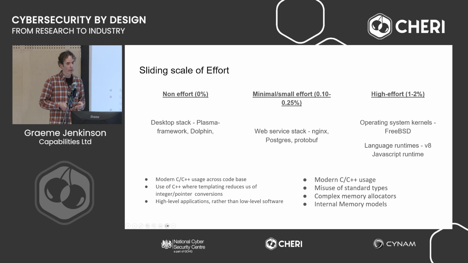So there's all sorts of factors, both intrinsic and extrinsic, that affect how easy it is to port pieces of software. If they use modern C and C++, they use types correctly, then things tend to go pretty well. If they're very high-level pieces of software applications, again, porting tends to be easier than low-level software, which tends to be more involved in manipulation of low-level memory. If they have their own internal memory models like V8, that's a bit of a worry. That's going to be a bit more disruptive. But still, even at the high end, we're only talking about 1-2% lines of code change.